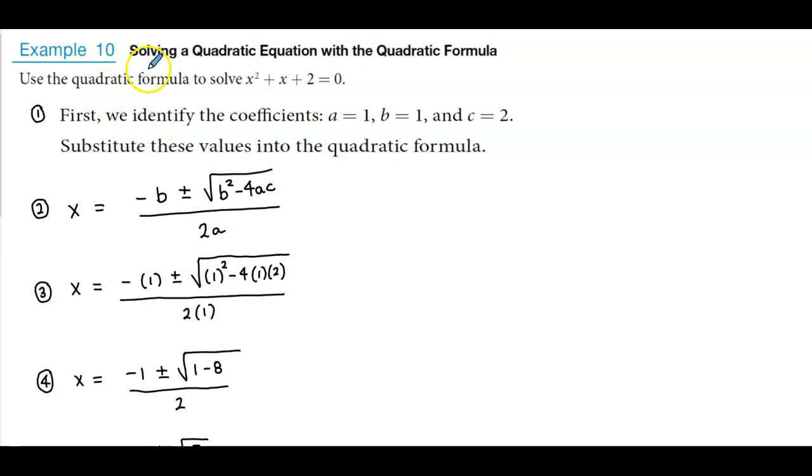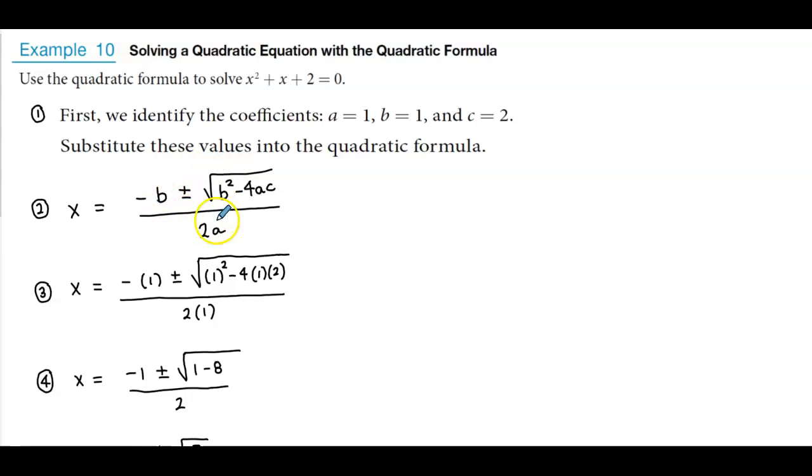Example 10. Solving a quadratic equation with the quadratic formula. Use the quadratic formula to solve x squared plus x plus 2 equals 0. First, we identify the coefficients. a is equal to 1, b is equal to 1, and c is equal to 2. And we're going to substitute these values into the quadratic formula.